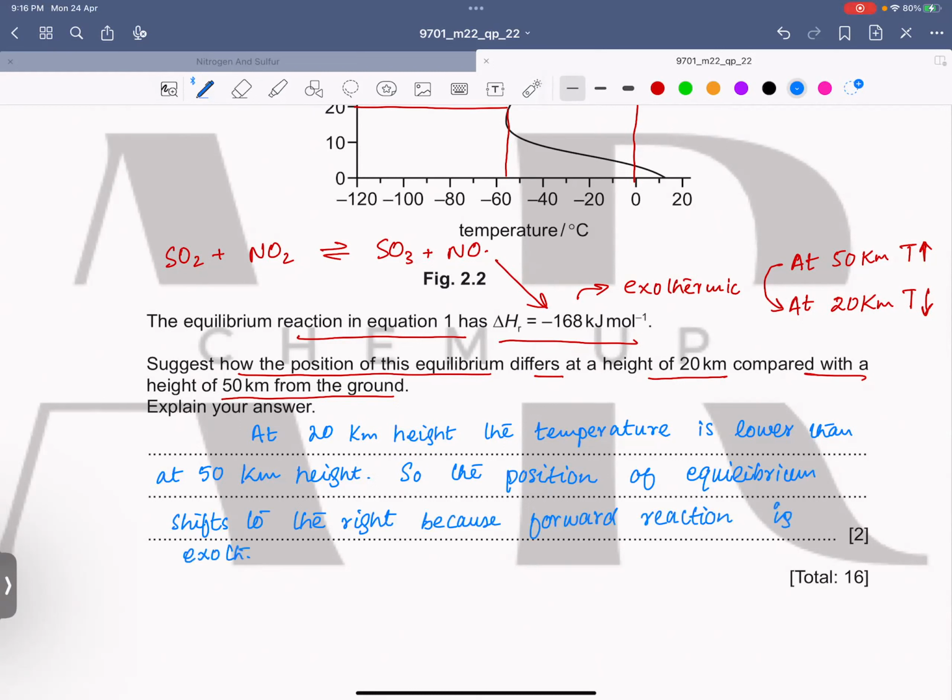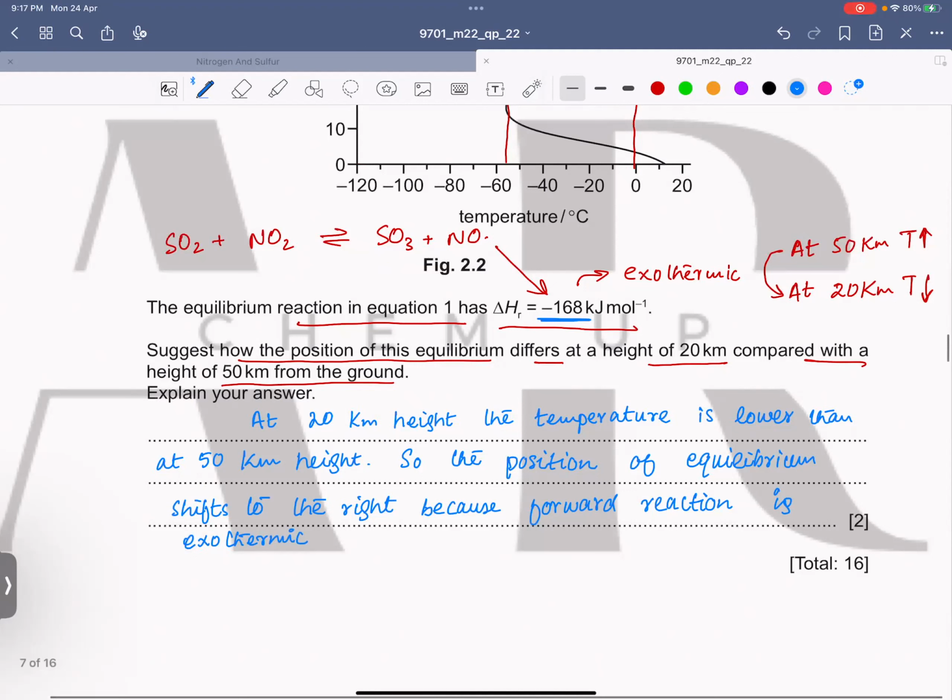Sir, won't it move to the left? At 20 kilometer height, the temperature is lower, and it's an exothermic reaction, which means the forward reaction is exothermic. At lower temperature, the equilibrium shifts towards the exothermic side, right? So the forward reaction is exothermic. That's why the equilibrium shifts towards the right. Is this clear to everyone?